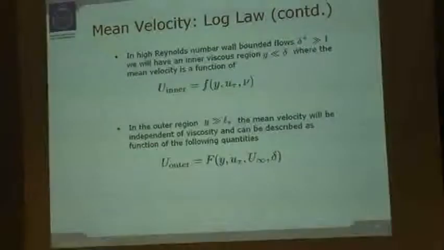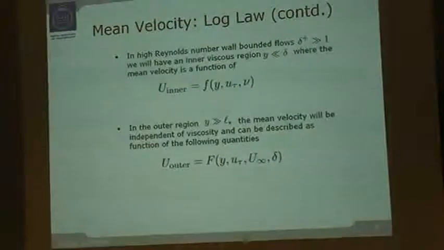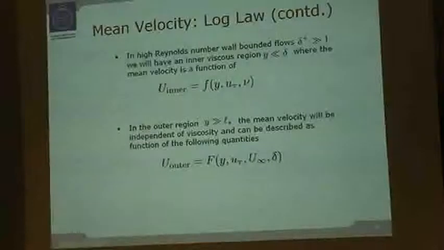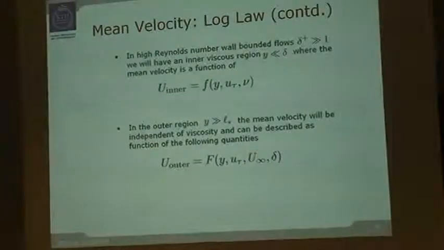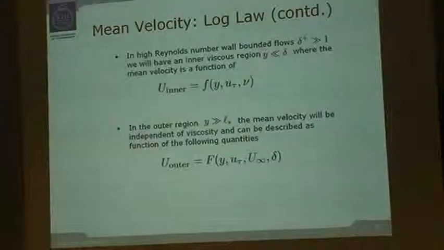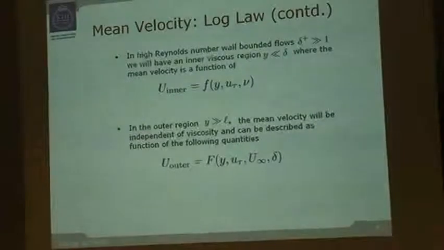Now, we can also do something in a region further away from the wall. Namely, if you consider now a flow which is at high Reynolds number, high Reynolds number essentially means that this delta plus that I introduced before is very large.